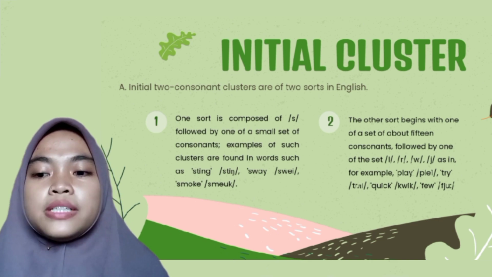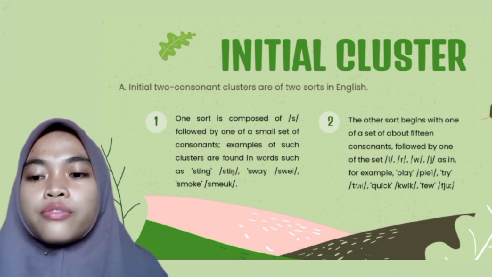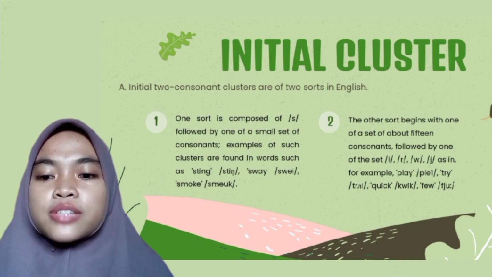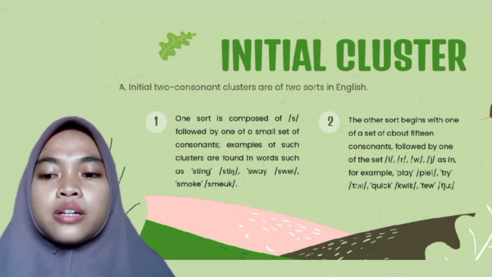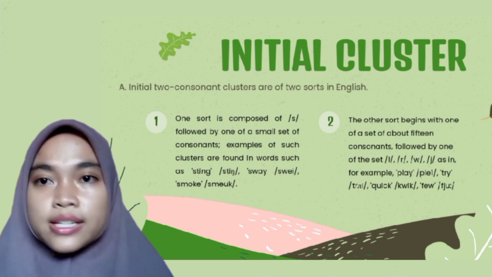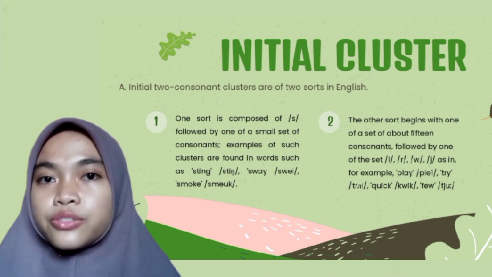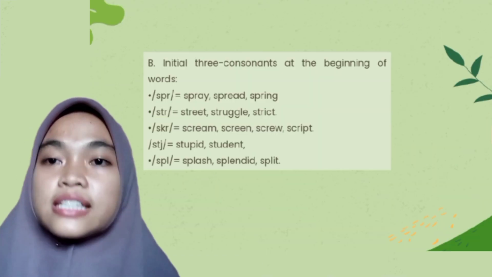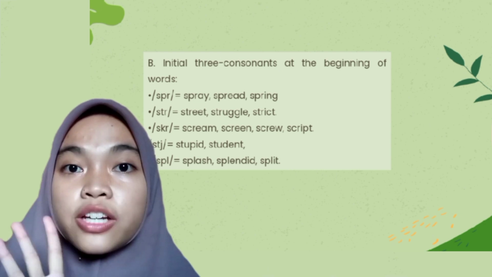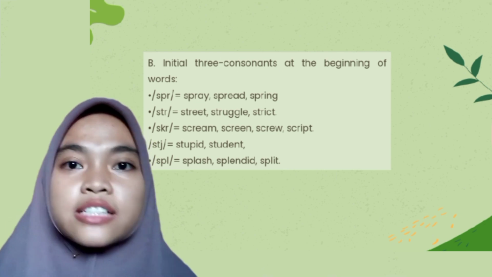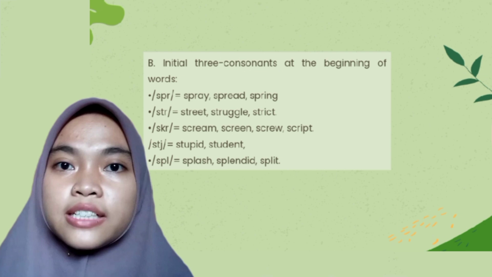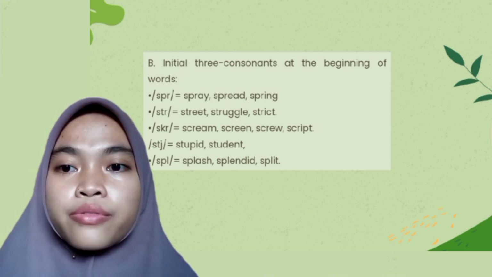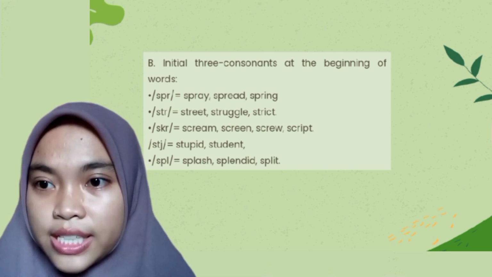The other sort begins with one of a set of about 15 consonants, followed by one of the set L, R, W, J, as in for example play, try, quick, and view. The second is initial three-consonant cluster at the beginning of words. The example is SPR for spray, spread, spring.